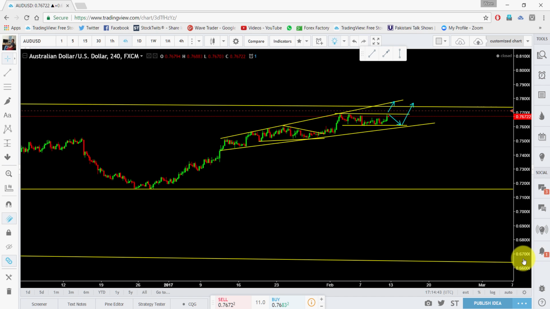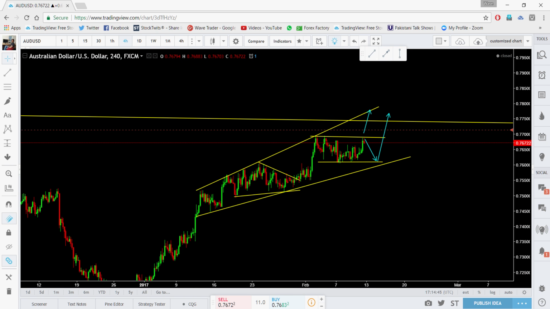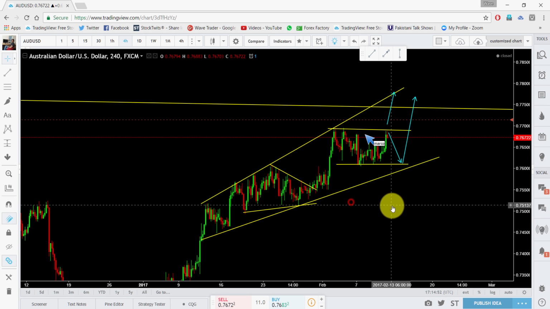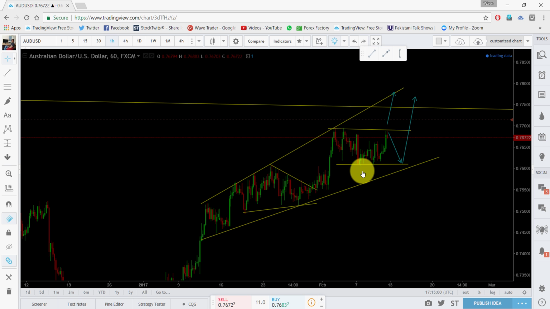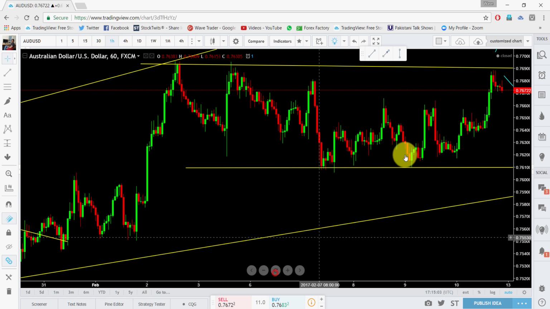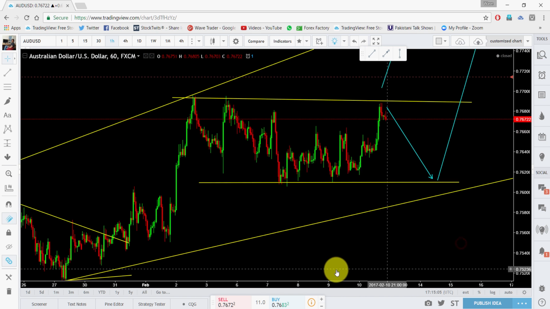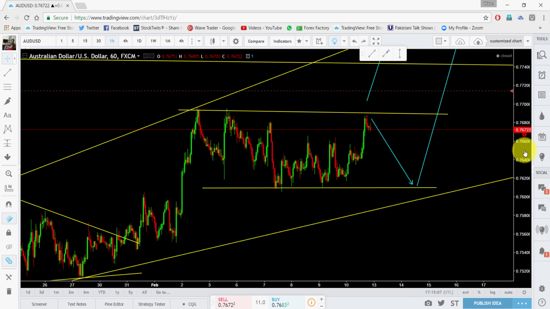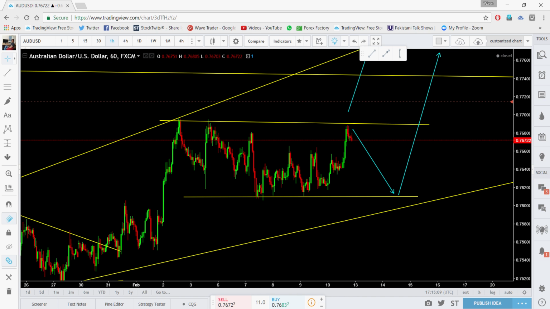Okay, last week we were anticipating this corrective move. This corrective move hasn't completed, so it is going to complete at the lower trend line at this place. All right, so you can have a trade setup within this flat channel. Yeah, so the sell is going to be slightly risky, not very risky.